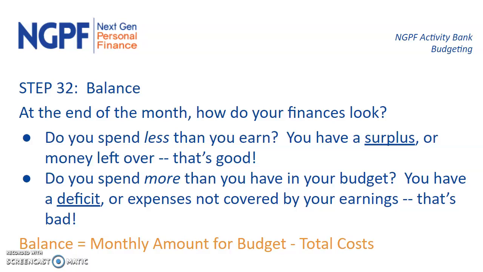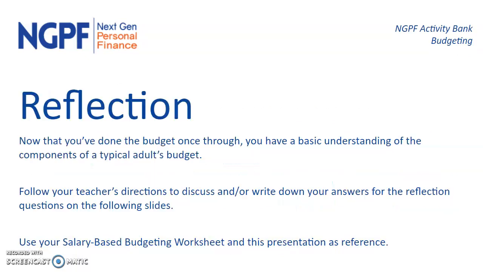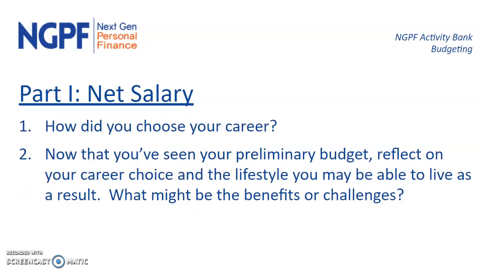Because in order to balance, your balance is going to be your monthly amount for your budget, so your income minus your costs. If your income is not as high as your costs, then you have a problem. So now that you've done the budget once through, you have a basic understanding of the components of a typical adult's budget. Since we're not in class to discuss together, I'm just going to have you write down your answers for the reflection on the following slides.